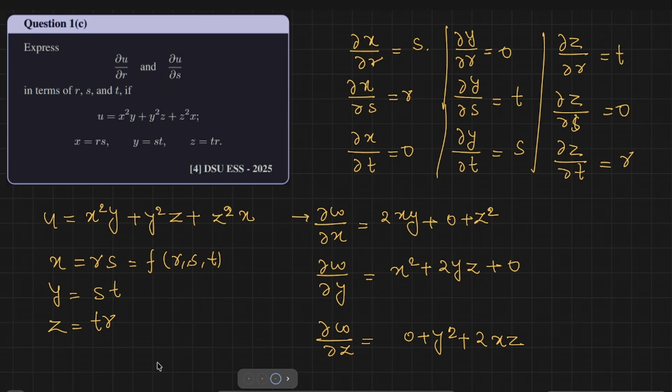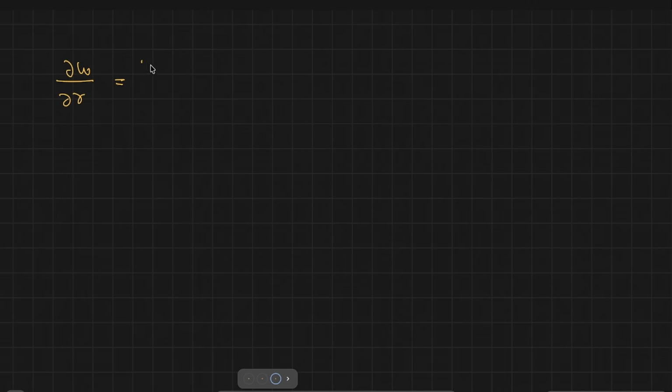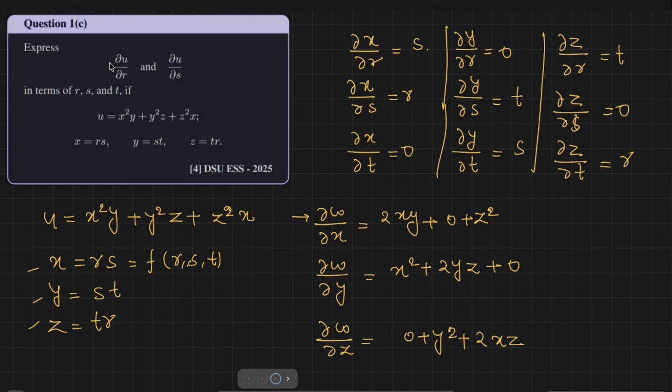Now what is the formula? The formula is very easy. Write down the formula. The partial derivative of w with respect to r, because these x, y, z are also functions of 3 variables, you have to write down dou w by dou x and dou x by dou r. Again, it is only given that you have to find it for r and s. No need to find it for t.